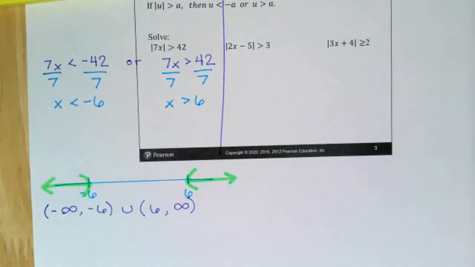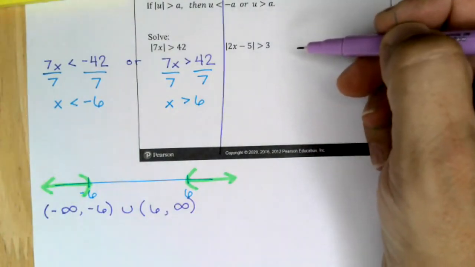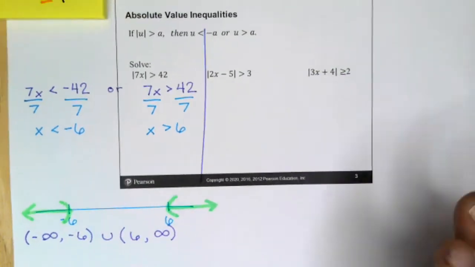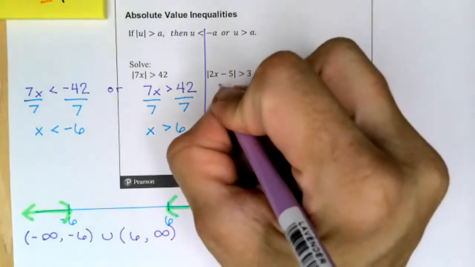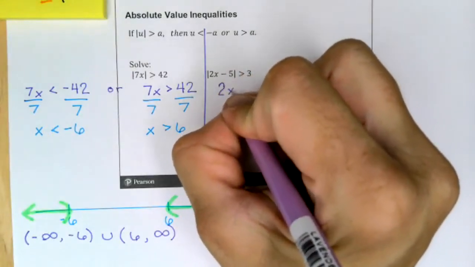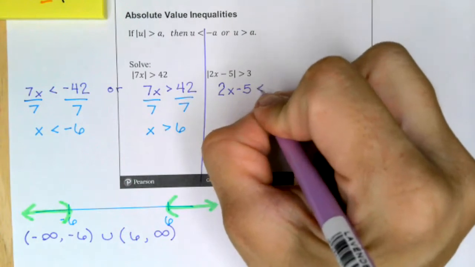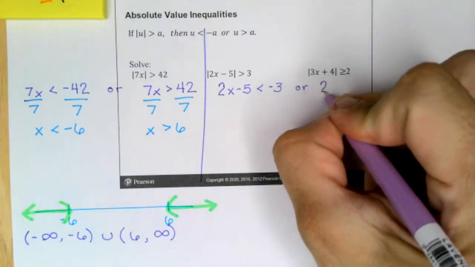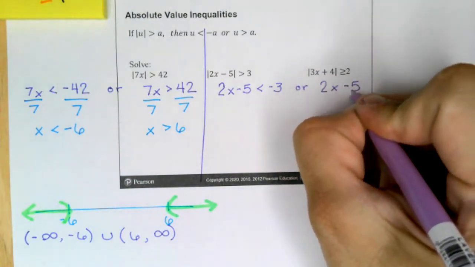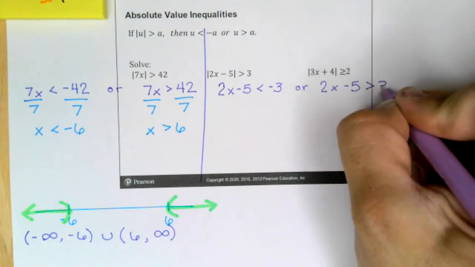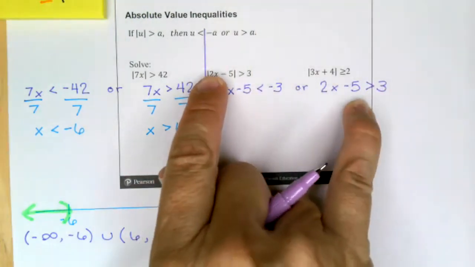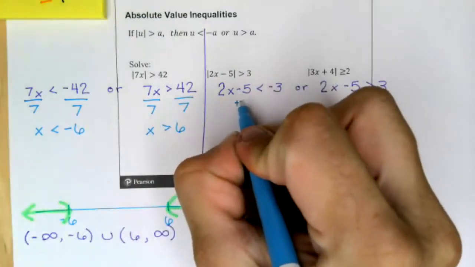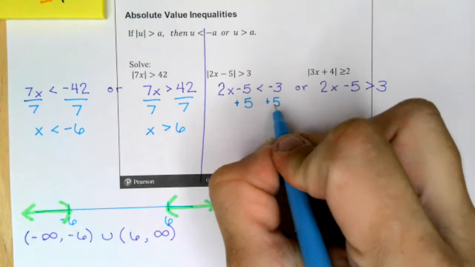All right, next one. Already isolated. Now we're going to set them each, okay? 2x minus 5 is less than -3, or that same 2x minus 5 is greater than 3. That exact same equation without the bars. Now I just solve for x. Add 5, add 5.